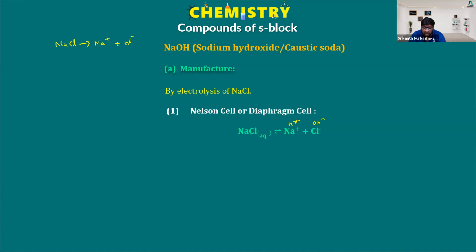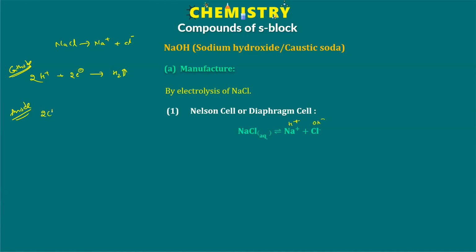When compared to Na+, H+ will deposit, that is, H+ will reach the cathode faster based on SRP values. H+ will take up the electron to form H2 gas. And between chloride and OH-, chloride will reach the anode, forming Cl2. So 2H+ will take up 2 electrons to form H2 gas. This happens at the cathode. At the anode, what happens? 2 Cl- will form Cl2 and 2 electrons are obtained.